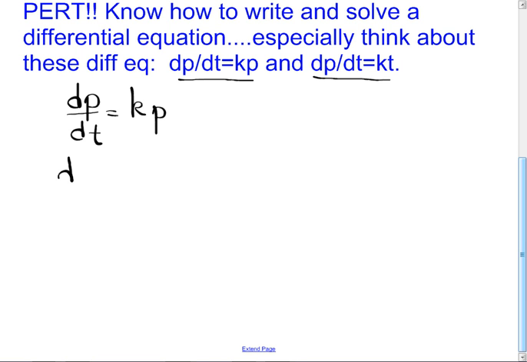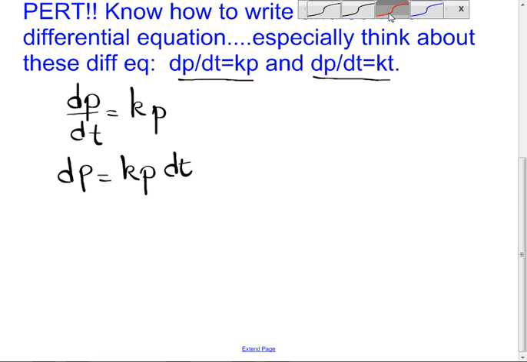Multiply by dt equals k times p times dt. And we separate the variables. Cole, we can't get any points because we haven't separated them yet. Divide by p. You just can't have variables mixed up. This differential tells you what the variable has to be.